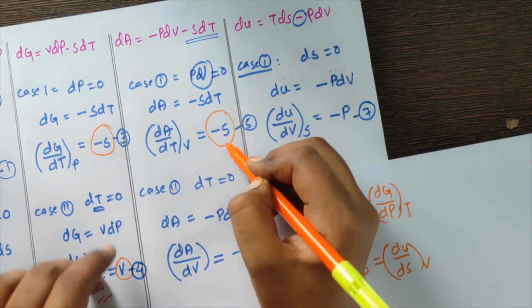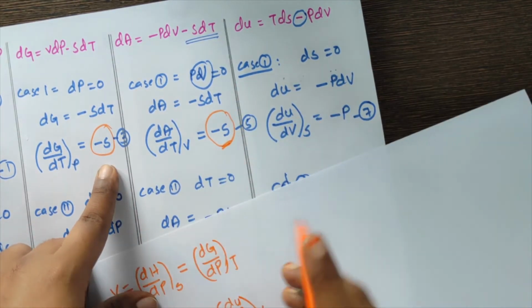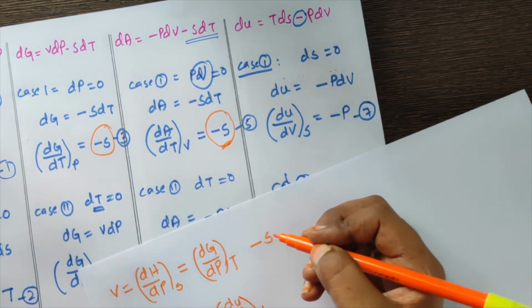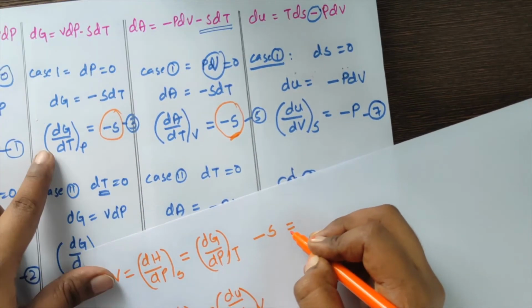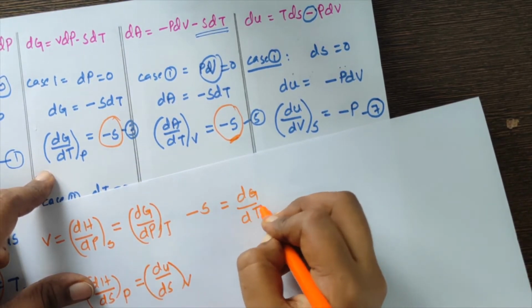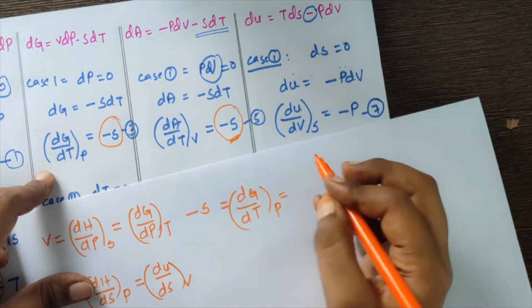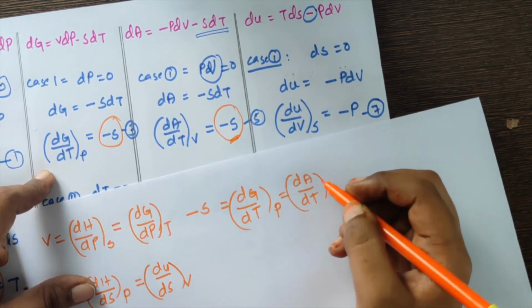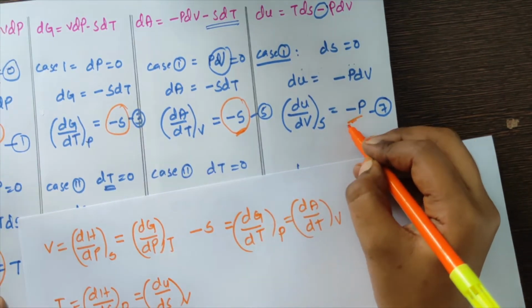Let's take S. See here, S is in the term of minus S. In both cases, S is in the minus form, so we can take directly. So now it will be dG by dT at constant P, which will be equal to dA by dT at constant V. Now the left one is P.